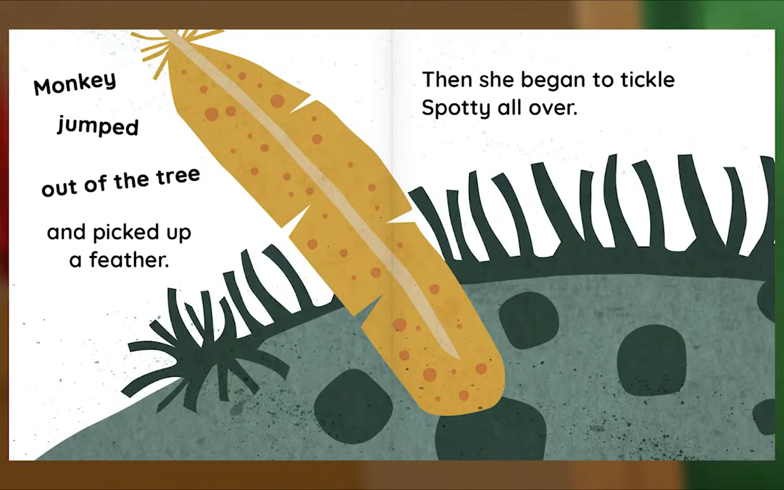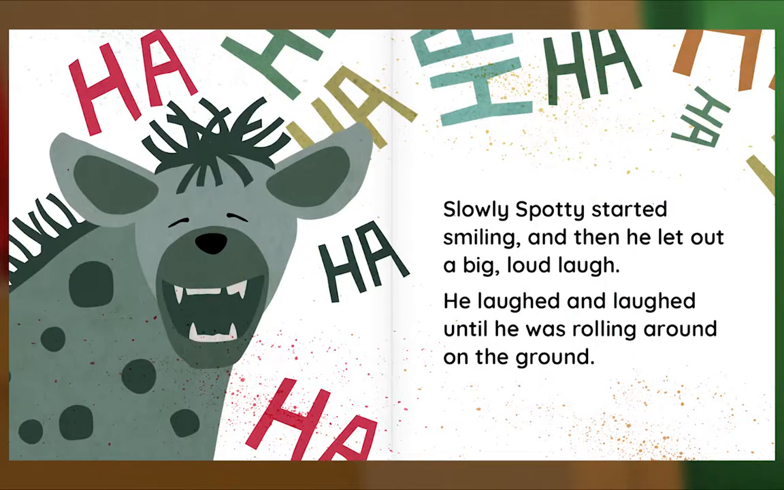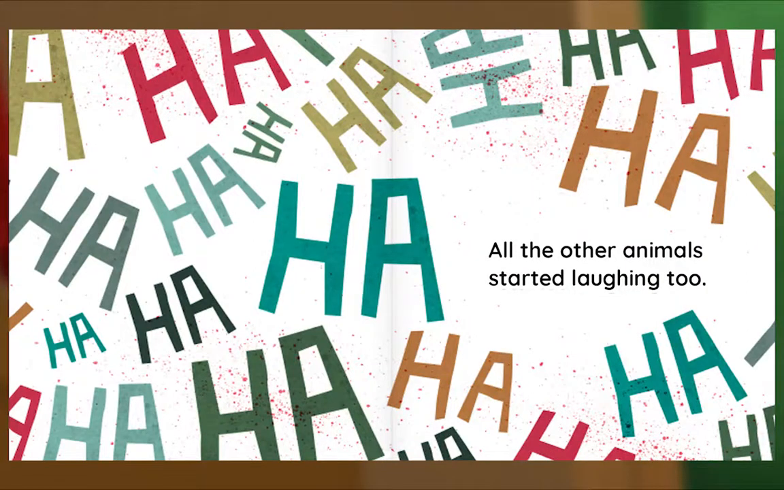Monkey jumped out of the tree and picked up a feather. Then she began to tickle Spotty all over. Slowly, Spotty started smiling, and then he let out a big, loud laugh. He laughed and laughed until he was rolling around on the ground. All the other animals started laughing, too.